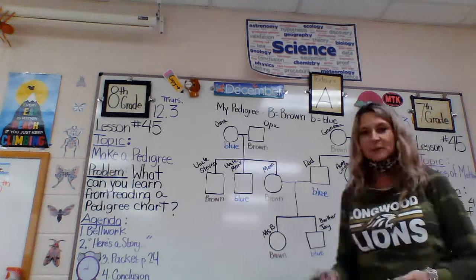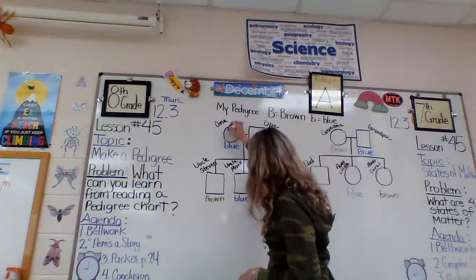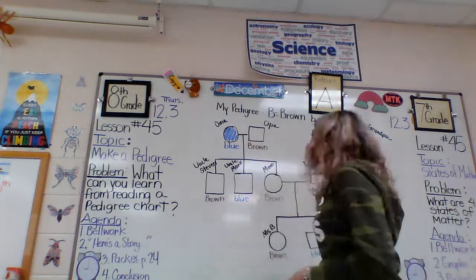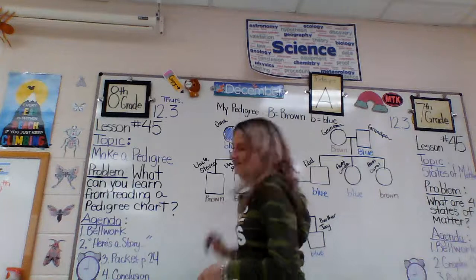So anybody who has blue eyes, we're going to shade in completely, okay? And it doesn't have to be in blue, but we're going to shade it in. And what we're representing is two of the same genes. So they're homozygous. So their genotype is going to be little b, little b. So Oma, who had blue eyes, must have that genotype.